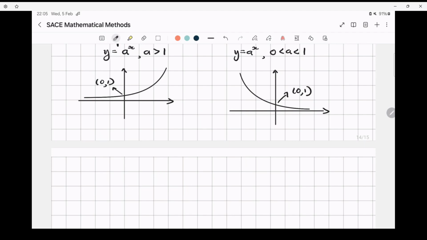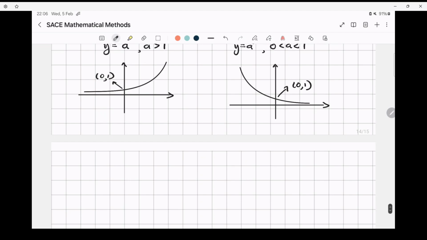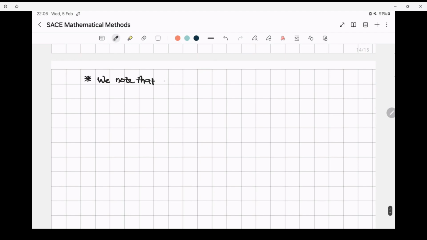So this is important. We note that the logarithm function is the inverse function of your exponential function.